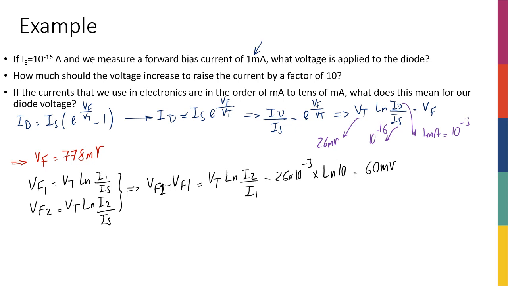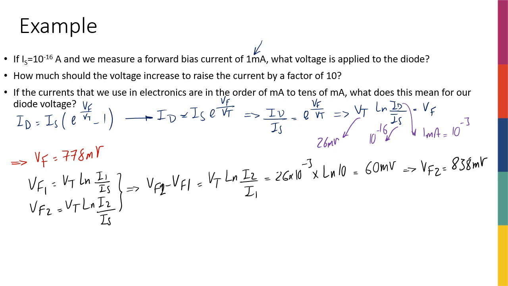This means that I need to have a VF2 that is going to be 778 plus 60 millivolts. So 778 plus 60 is 838 millivolts.